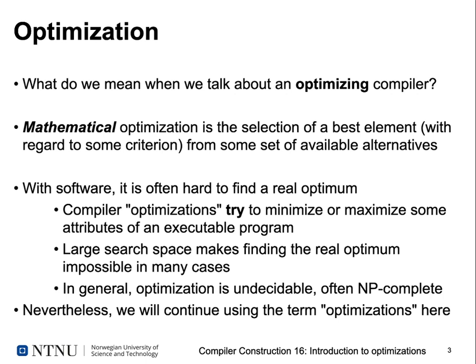So, of course, that's nothing we want our compiler to solve every time we run our compilation process. So we're trying for an as-good-as-possible approach instead of a provable optimal approach in many cases. But nevertheless, we will continue to just say optimizations for the sake of simplicity here.